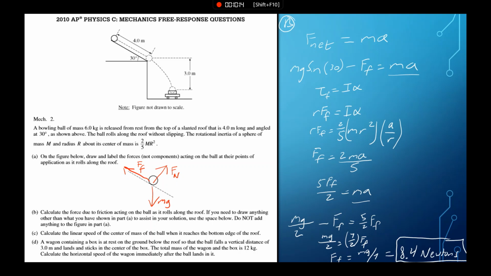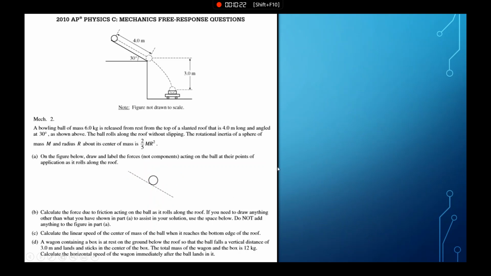No. Okay, that was pretty good. Okay, then for part C, we need to calculate the linear speed when it reaches the bottom of the loop. Okay, so that's when all the potential energy is converted to rotational and kinetic.